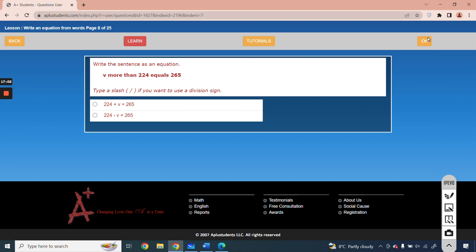V more than 224 equals 265. So which option is the correct one? V more than 224, that means it is adding. So 224 plus V is 265. Just select the correct option and click on the OK button.